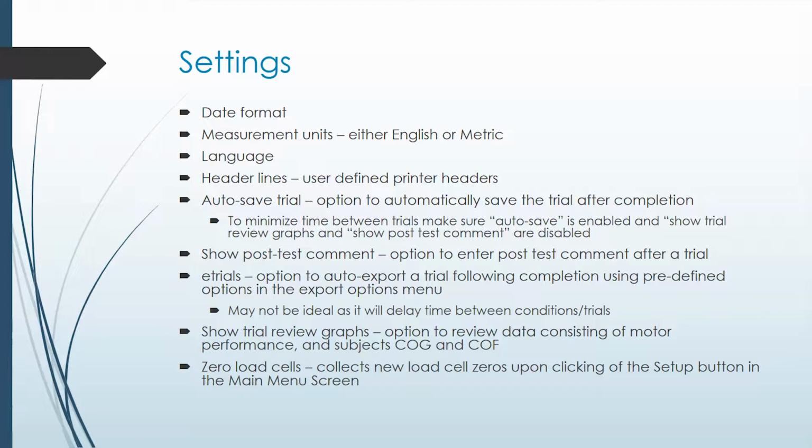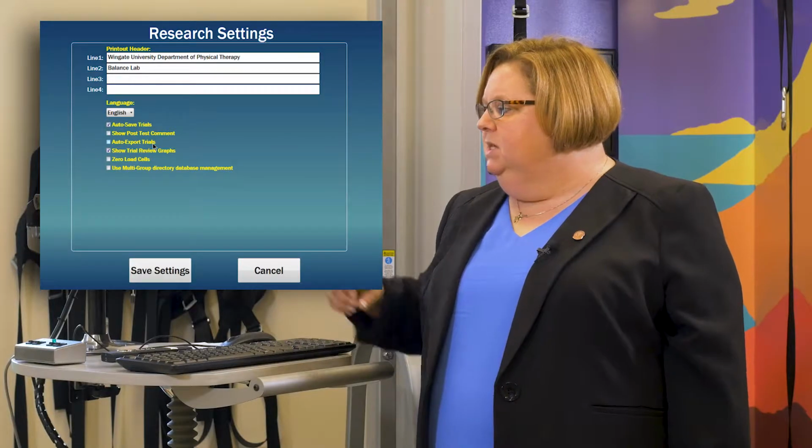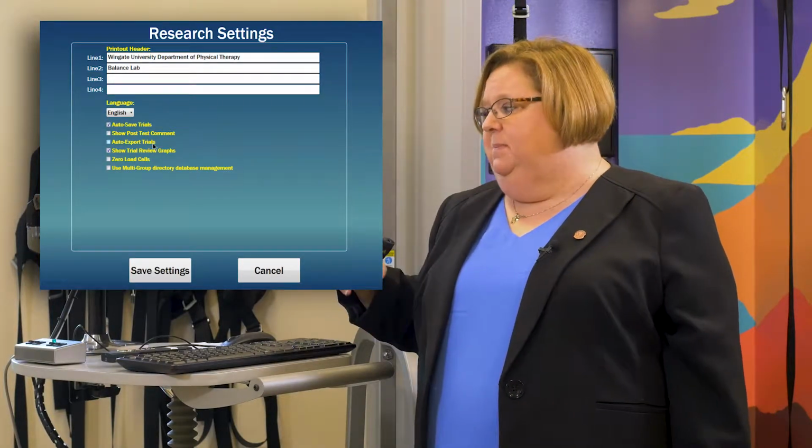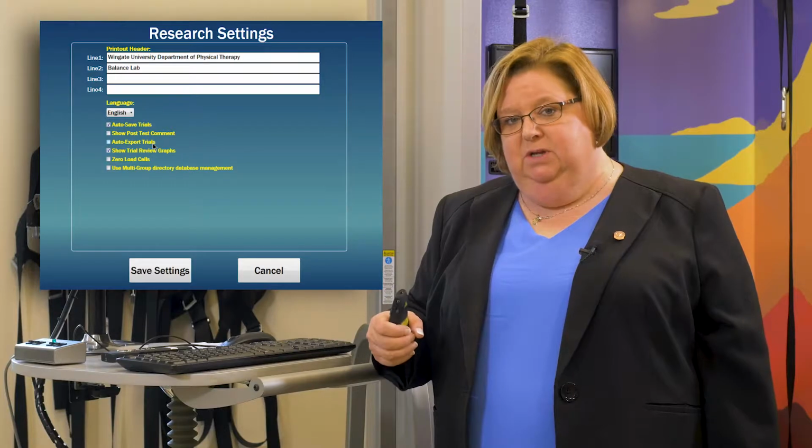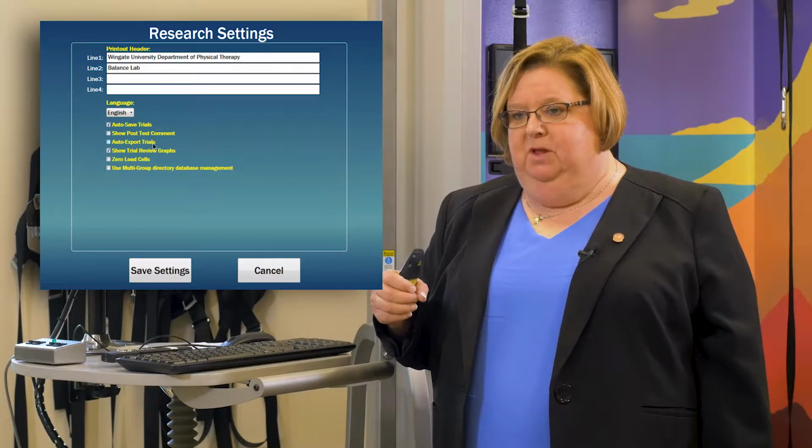Auto-save trials means that each trial is saved as you do it. You can also put in post-test comments, and then auto-export trials means that the trials are exported as you go through. The show trial review graphs is a review after every trial, and I'll demonstrate that later on. Zero load cells zeroes out the load cells every time you go to the main menu screen. And multi-group directory database management means that you can have different groups for your subjects.